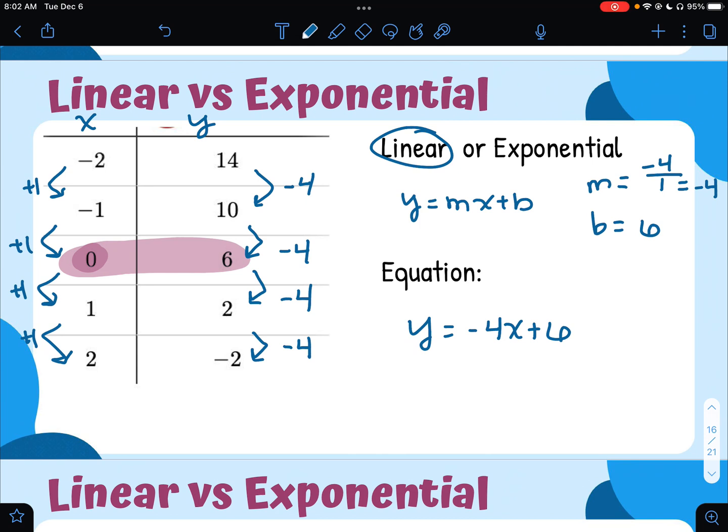To find the slope, you also could have picked any 2 points from the table after you've confirmed that the pattern holds the whole time, and you plugged it into the slope formula. Y2 minus y1 divided by x2 minus x1.